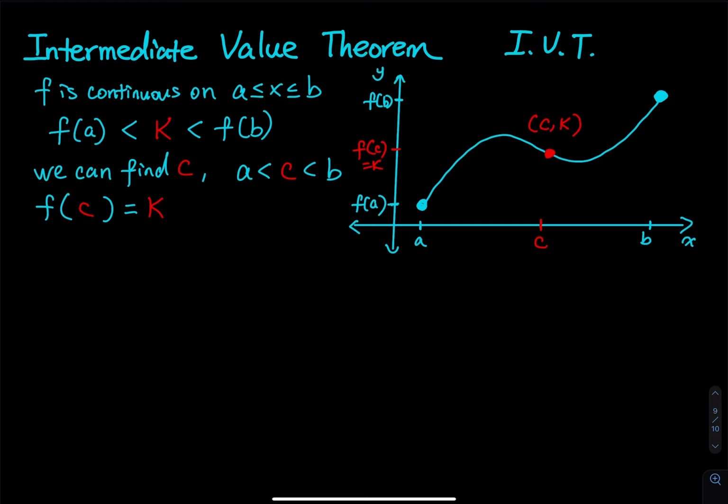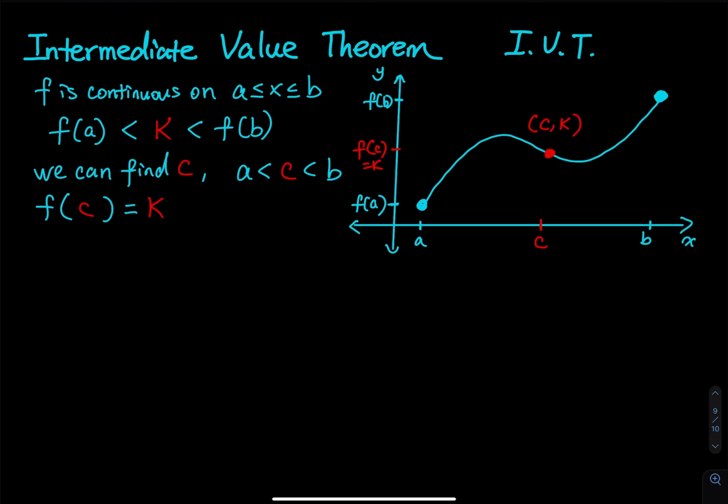The intermediate value theorem says f is a continuous function from a to b. Continuous means there is no vertical asymptote. I prepare a graph for you. I have a curve from a to b, and this curve is represented by f of x.